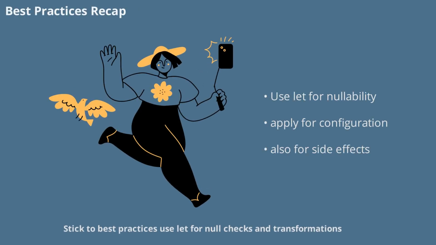Stick to best practices. Use let for null checks and transformations, apply for object configuration, also for side effects, run for combined setup and computation, and with for grouping calls. Use generics and typealias to keep your codebase clean and maintainable.